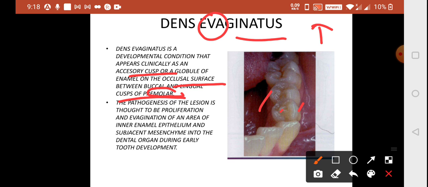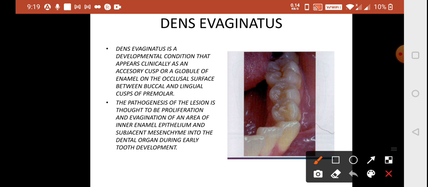And the pathogenesis of the lesion is thought to be a proliferation or an evagination of an area of inner enamel epithelium and subadjacent mesenchyme into the dental organ, which means whenever there is a proliferation of the dental organ. So that is dens invaginatus, and it is most commonly found in your premolars. That's it, nothing much more. They can give you a picture clinically asking which anomaly it is. You can see that it's a premolar, something outside, it's dens invaginatus.